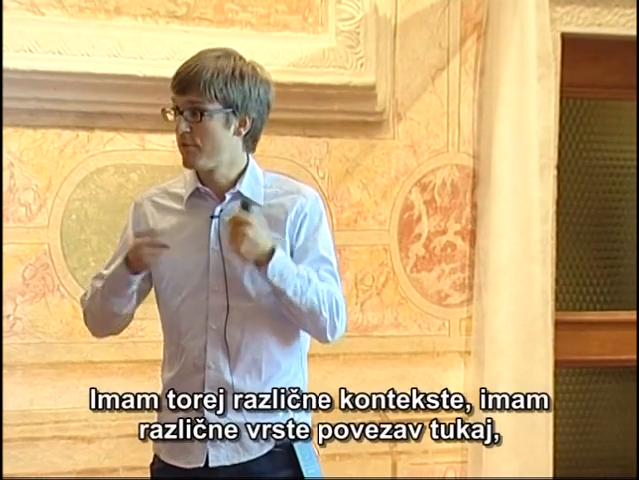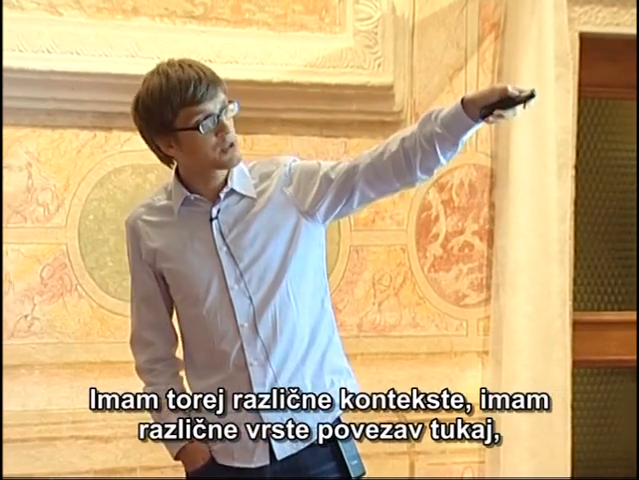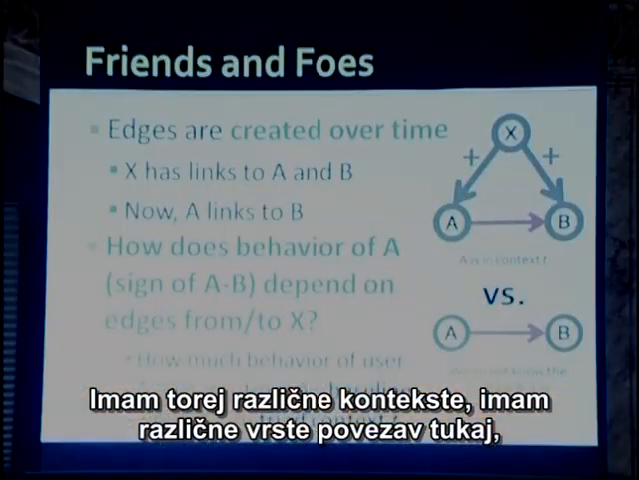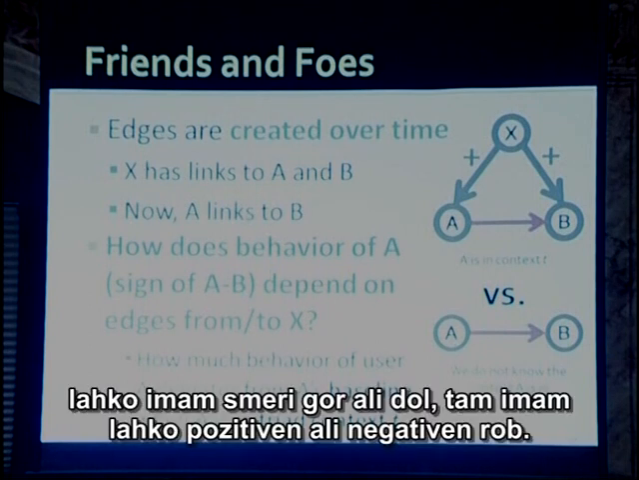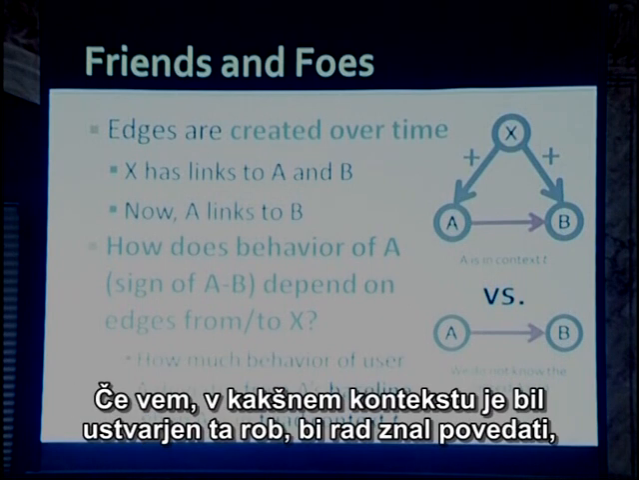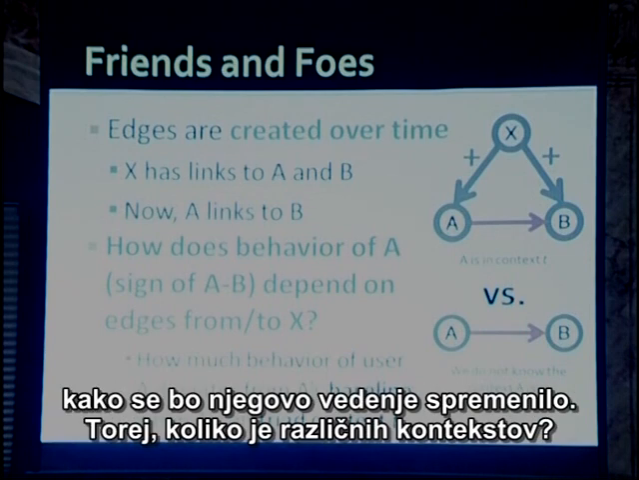So I have different contexts, different types of connections here: I can have the direction up or down twice, and I can have a positive or a negative edge there. And I would like to say, if I know the context in which this edge is created, how does the behavior change?